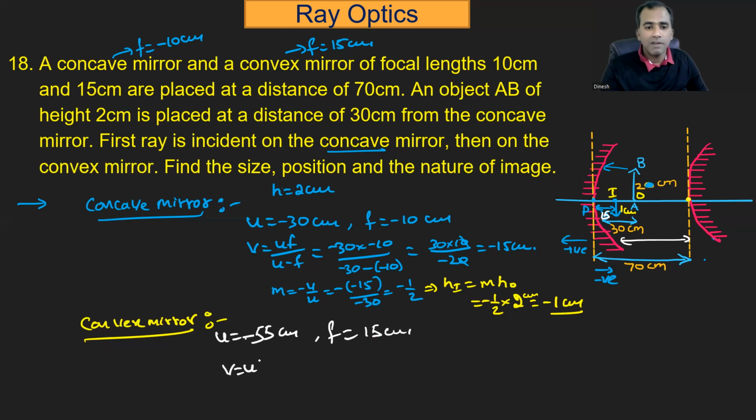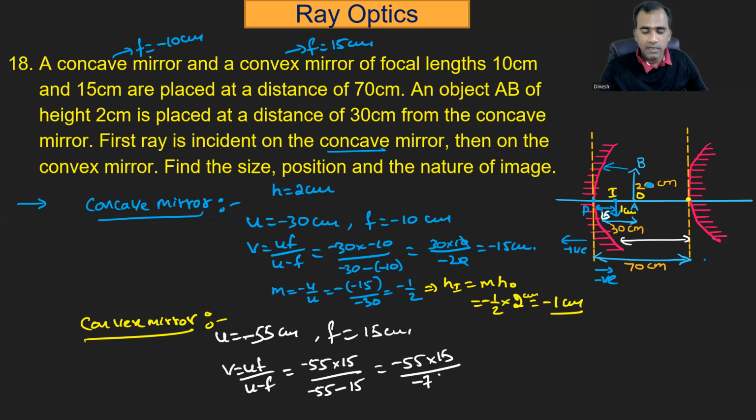So V equal to UF by U minus F. U is minus 55 into plus 15, divided by U which is minus 55 minus F which is 15. Minus 55 into 15 divided by minus 55 minus 15, which is minus 70, right?